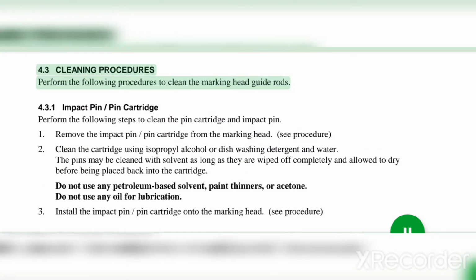4.3 Cleaning procedures. Perform the following procedures to clean the marking head guide rods. 4.3.1 Impact pin/pin cartridge. Perform the following steps to clean the pin cartridge and impact pin. 1. Remove the impact pin/pin cartridge from the marking head. See Procedure 2. Clean the cartridge using isopropyl alcohol or dishwashing detergent and water. The pins may be cleaned with solvent, as long as they are wiped off completely and allowed to dry before being placed back into the cartridge. Do not use any petroleum-based solvent, paint thinners, or acetone. Do not use any oil for lubrication.